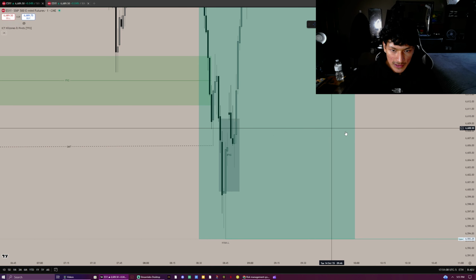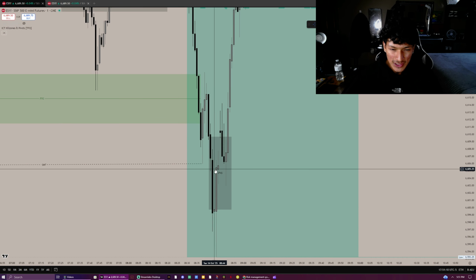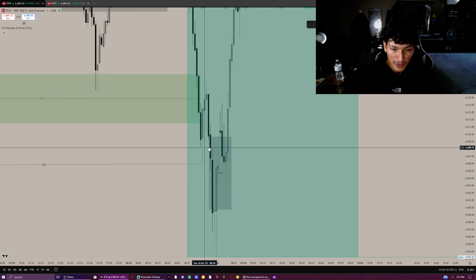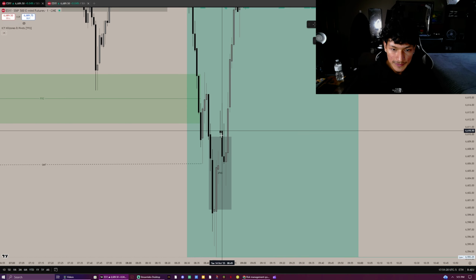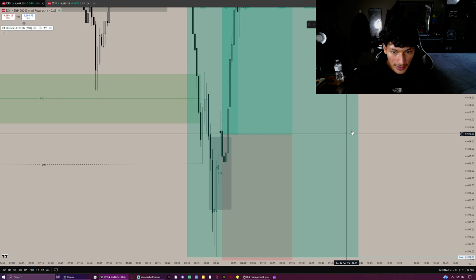Price inversed and closed above it, but it was a bit choppy with the close. So when it closed above, I ended up just entering as soon as we got that closure above this 5-minute gap, and entered longs right about here. And this was my problem.